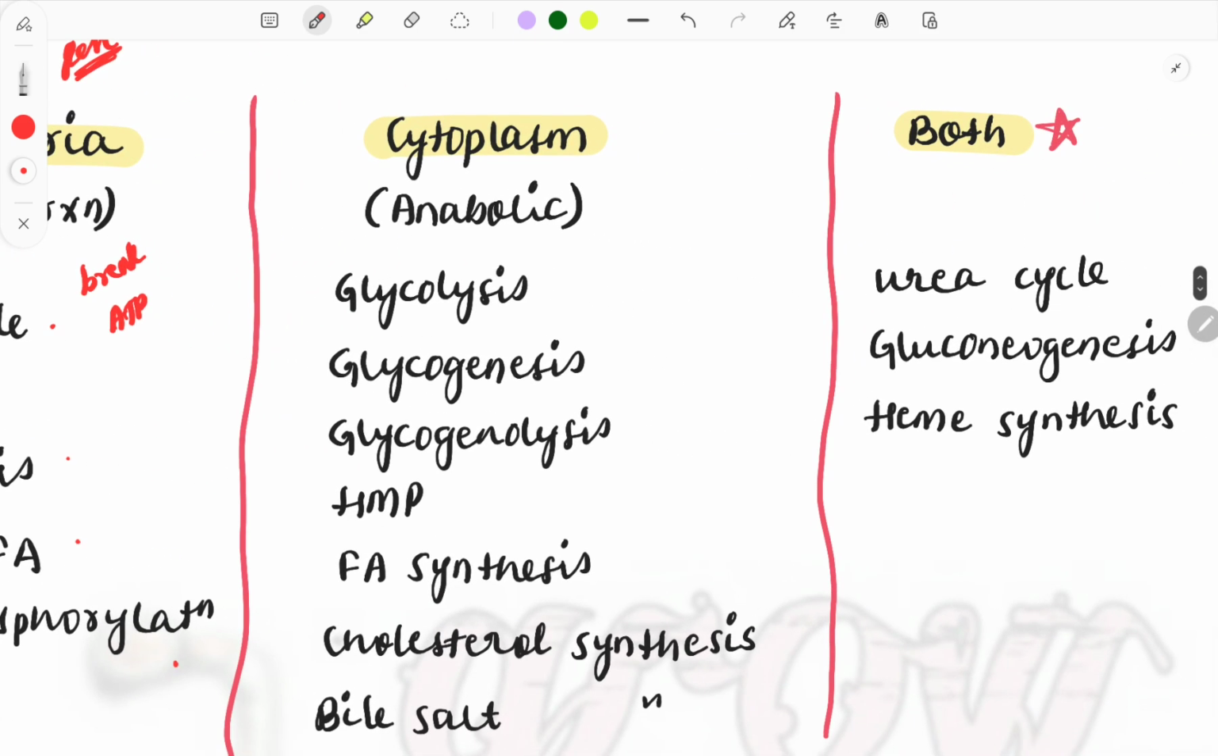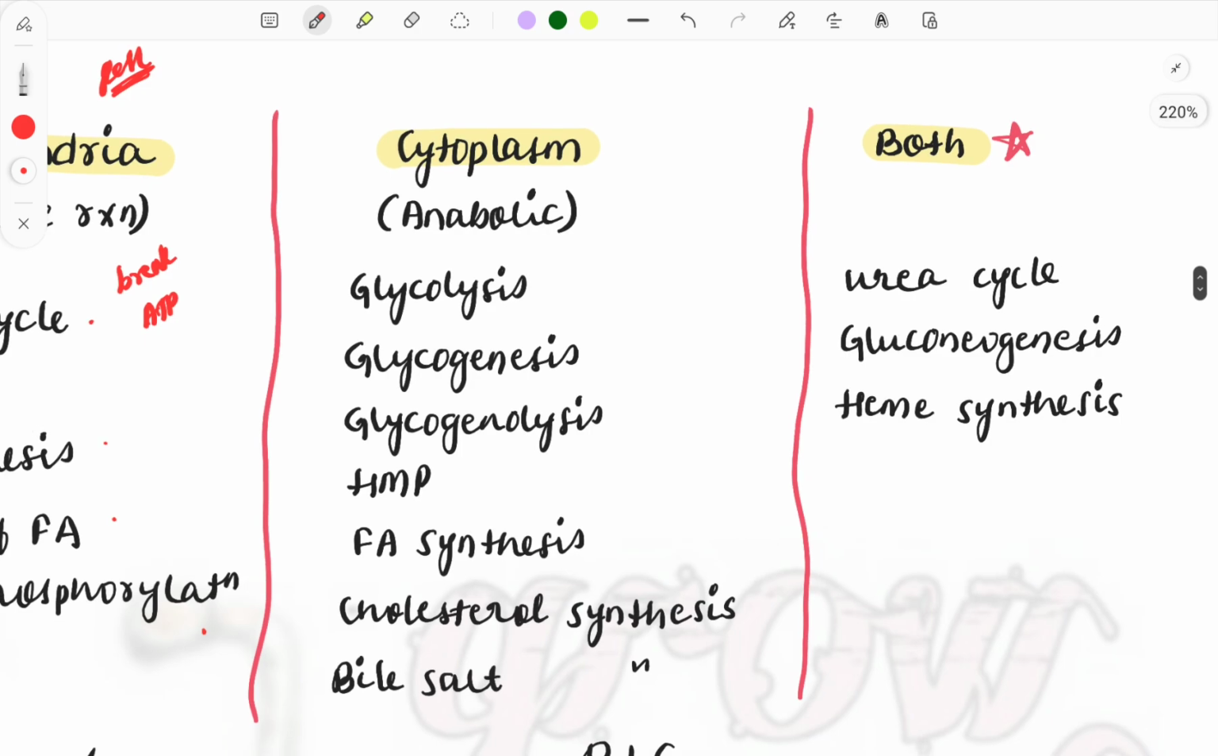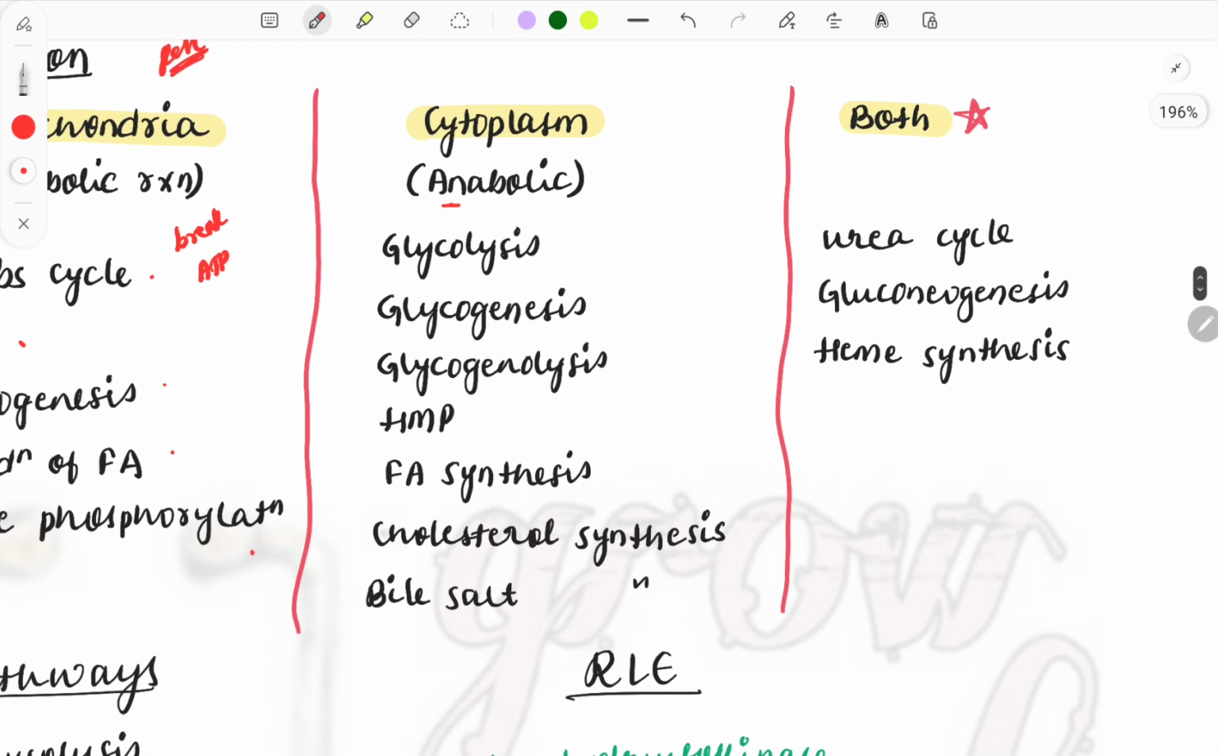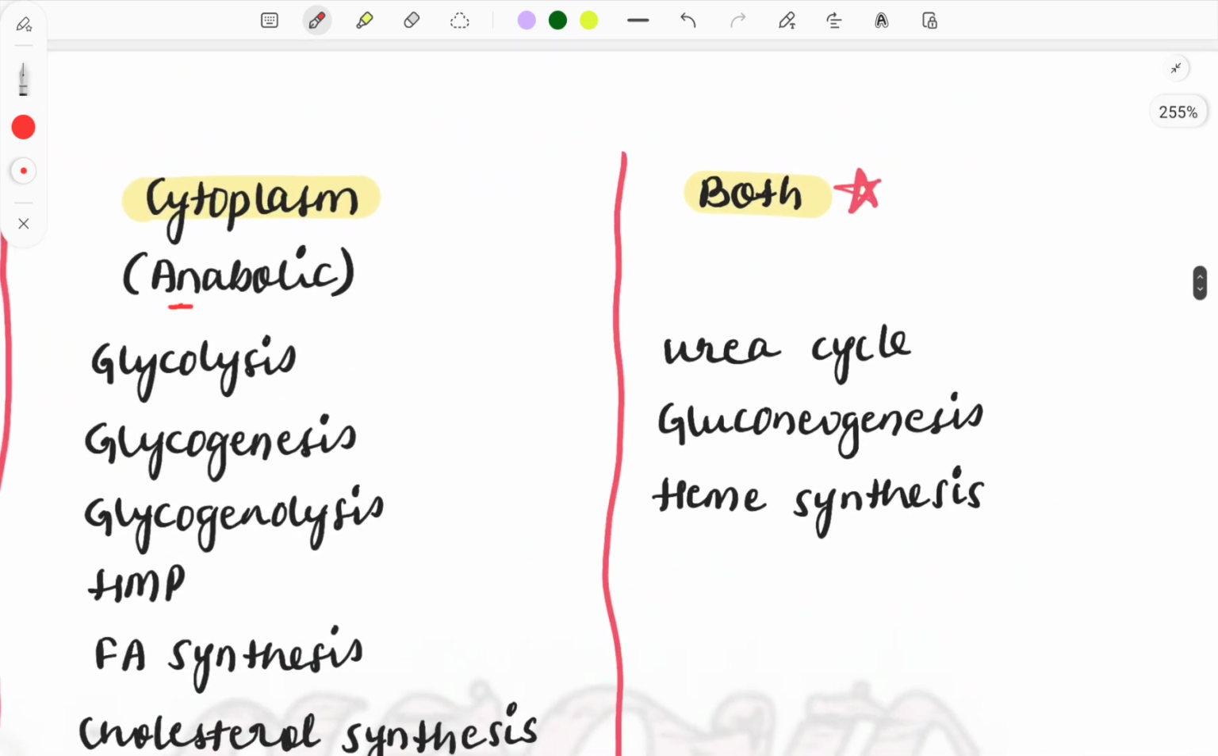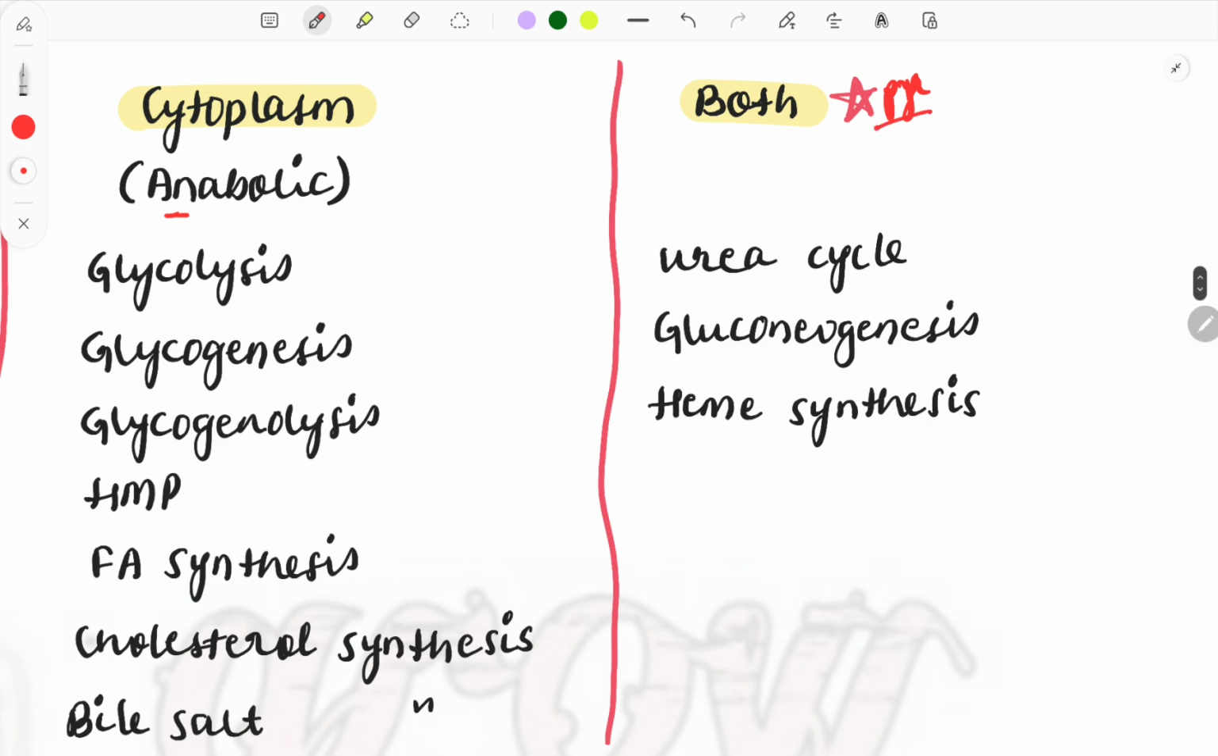Okay, then in the cytoplasm those things will be occurring which are the anabolic pathways, the energy building pathways, like glycolysis, gluconeogenesis, HMP, fatty acid synthesis, cholesterol synthesis, and bile salt synthesis. All these things will be happening in the cytoplasm, and this one is a very important PYQ: some pathways occur in both the cytoplasm as well as the mitochondria. So there are three: urea cycle, gluconeogenesis, and heme synthesis. So you need to remember these three things, like mug up.